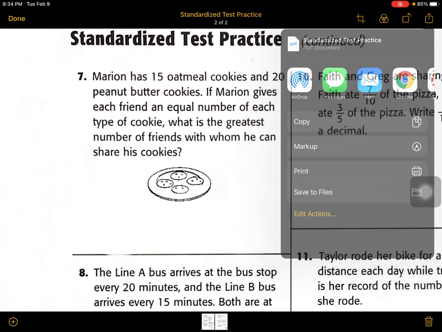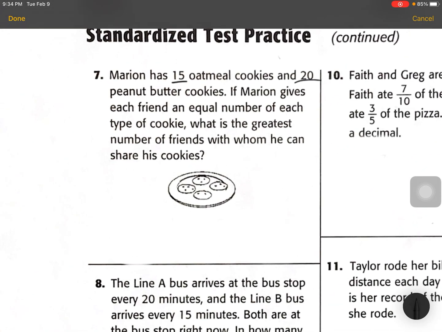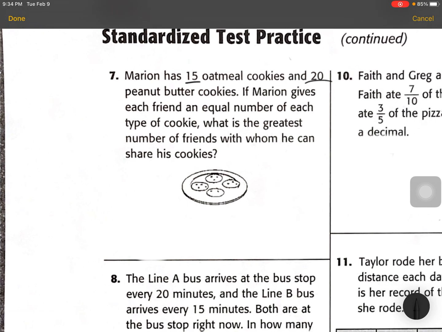Okay, I gotta do markup real fast. Marion has 15 oatmeal cookies and 20 peanut butter cookies. If Marion gives each friend an equal number of each type of cookie, what is the greatest number of friends with whom he can share his cookies? Okay, so this is where you're going to skip count, least common multiple.